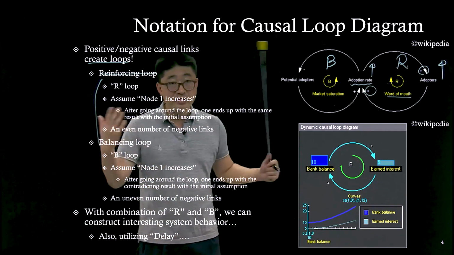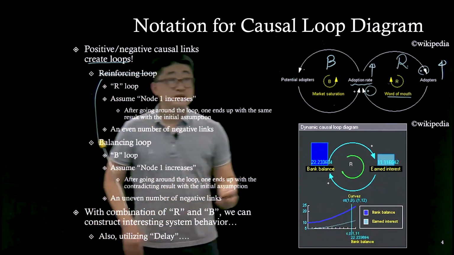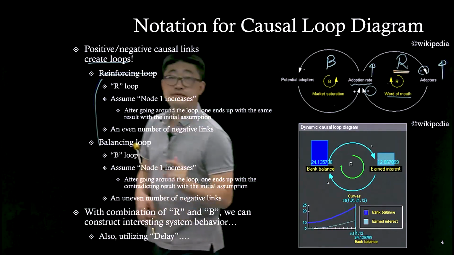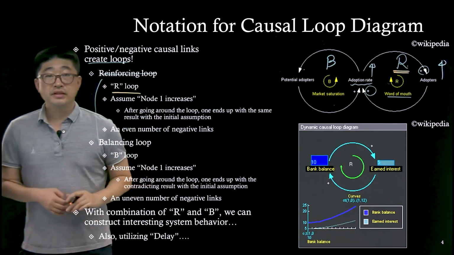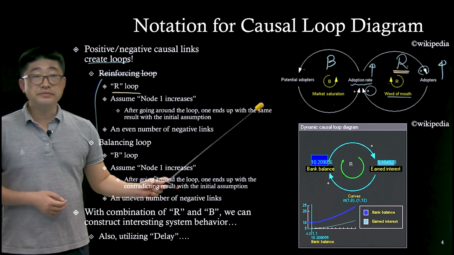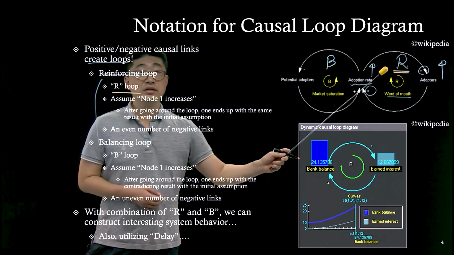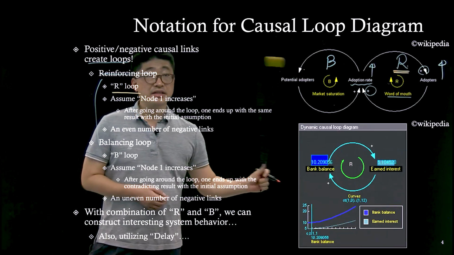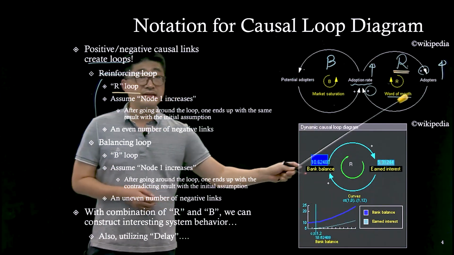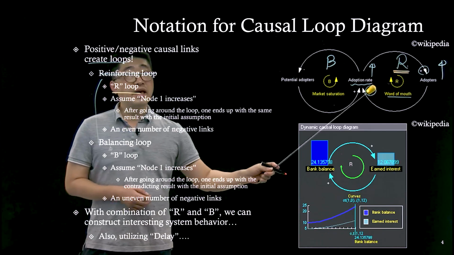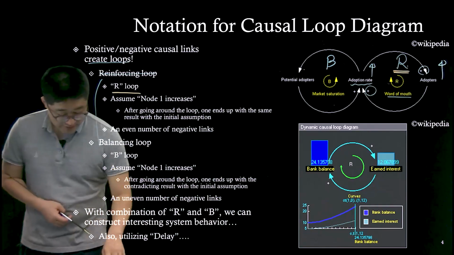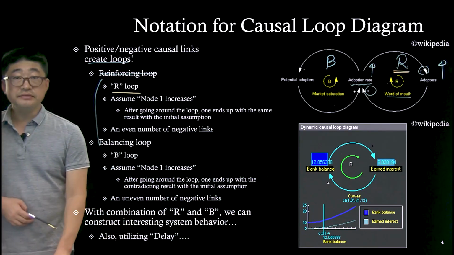So this is getting a snowballing effect, and what we are saying here is a reinforcing loop. If a certain node is increased, then after the loop, one ends up with the same result as the first increase. So as the adoption rate increased, adopters increased, and at the end the adoption rate is again increased. So it is reinforced through this loop. That is the nature of the reinforcing loop.